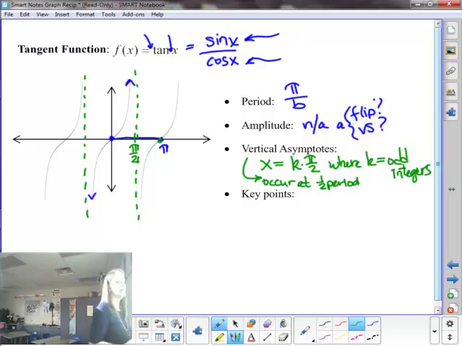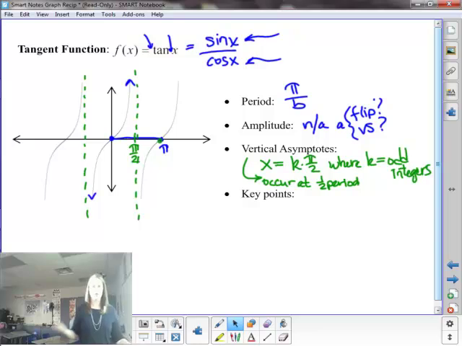Okay, so if my period changes, my vertical asymptotes also change. It's just a horizontal stretch. Okay, now we do have a few key points. We mentioned a second ago we would be able to sometimes vertically stretch tangent.